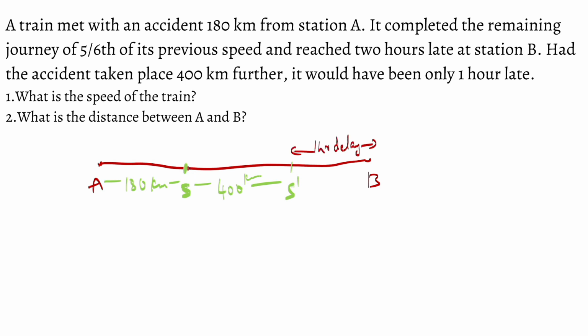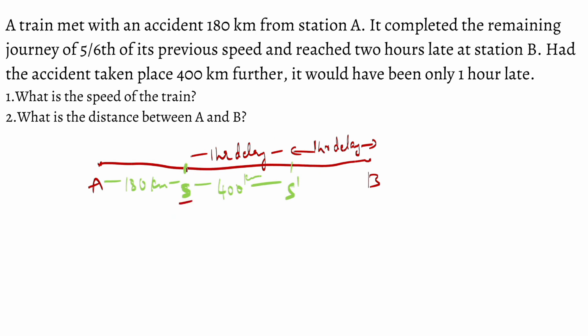But it met with an accident at S and it reached 2 hours late at station B. So this will be 1 more hour delay. Please understand here. If the train had met with an accident at S dash, then it would have been 1 hour delay. But in this case, the train met with an accident at S. It is 2 hours delay.